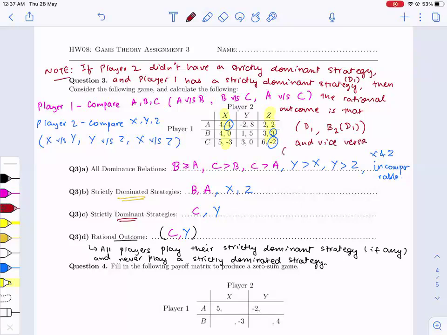That is, if player two had a strictly dominant strategy, say D2, and player one did not have a strictly dominant strategy, then they would have to play their best response to this D2.